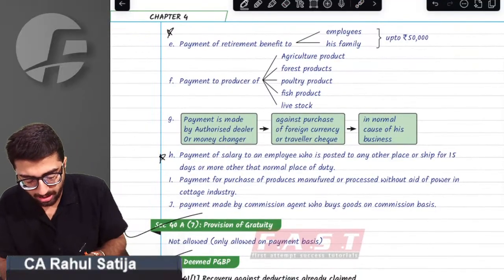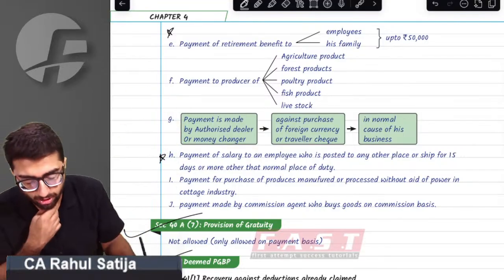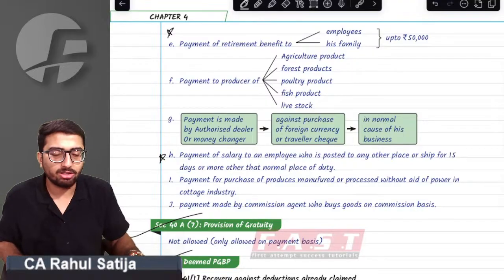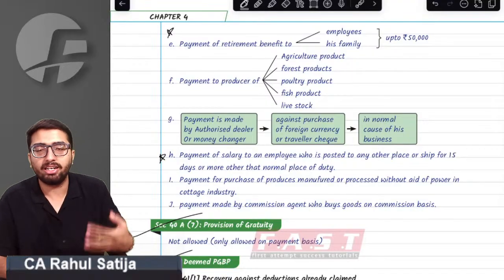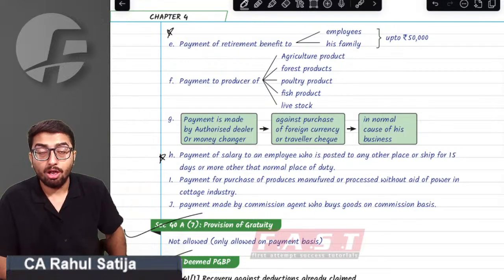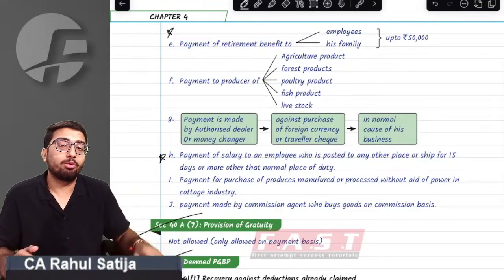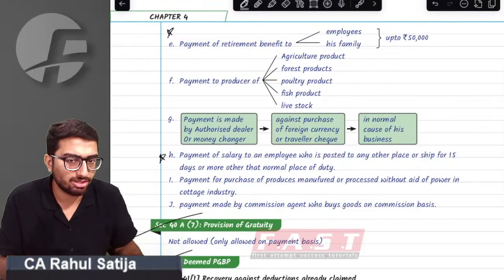Very important point, sir. Payment of salary to an employee who is posted to another place or shift for 15 days or more than his normal place of duty. For example, if somebody is an employee at any organization and he has been posted to any other place for more than 15 days, or he has been posted to a ship for more than 50 days, in that case, payment in cash is also allowed.